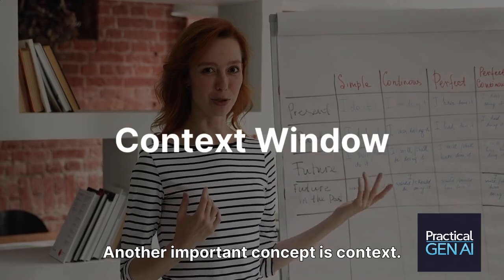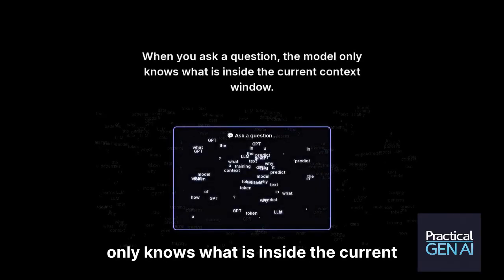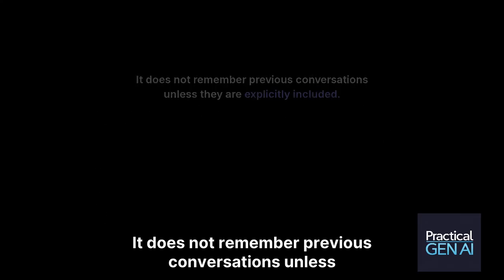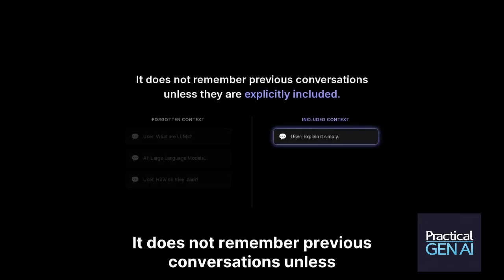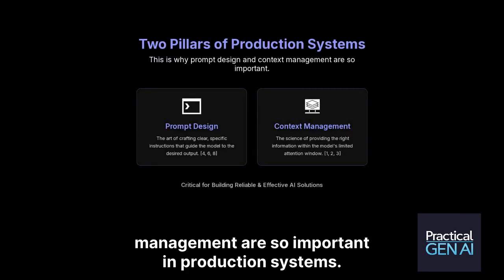Another important concept is context. When you ask a question, the model only knows what is inside the current context window. It does not remember previous conversations unless they are explicitly included. This is why prompt design and context management are so important in production systems.